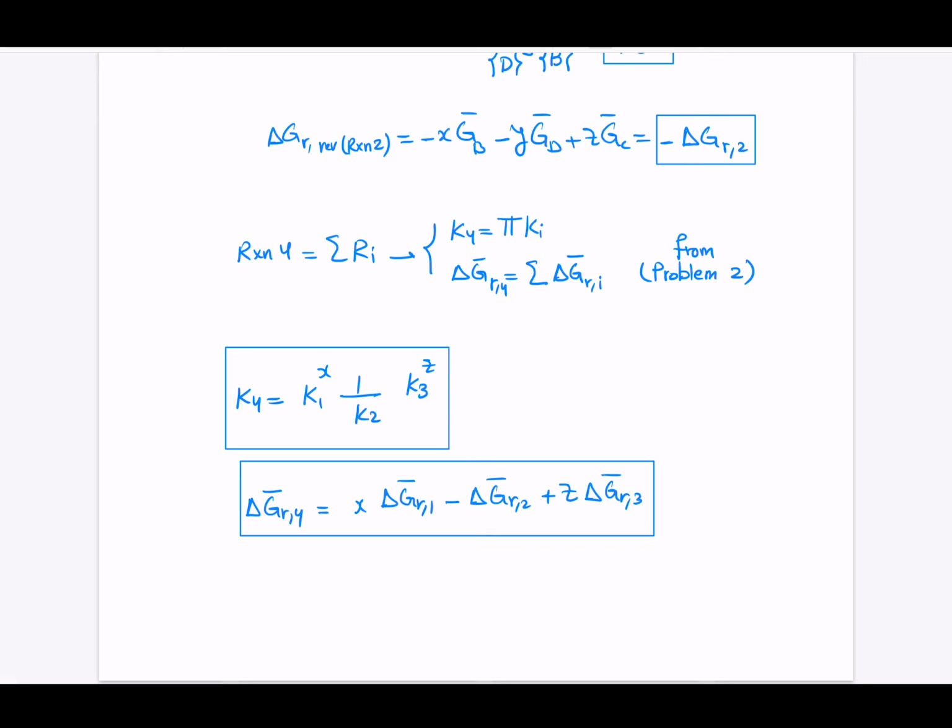So this is also very useful. Sometimes you have a random reaction that you don't have enough information about, but you can logically look at standard tables to find individual reactions that you can eventually play with, either by multiplying by a factor or reversing it, to eventually get to that point. And we know how to deal with the K value and also the delta G value.